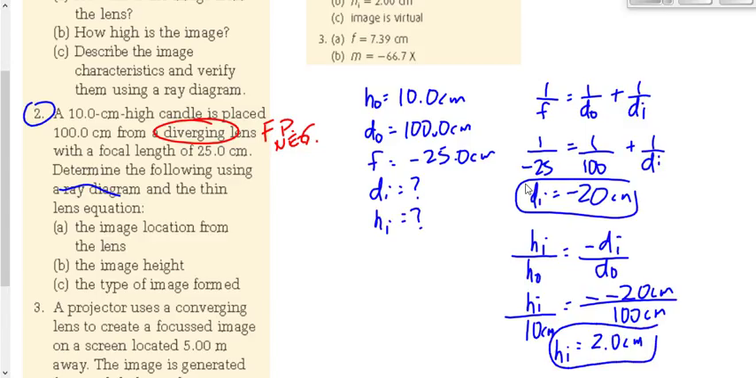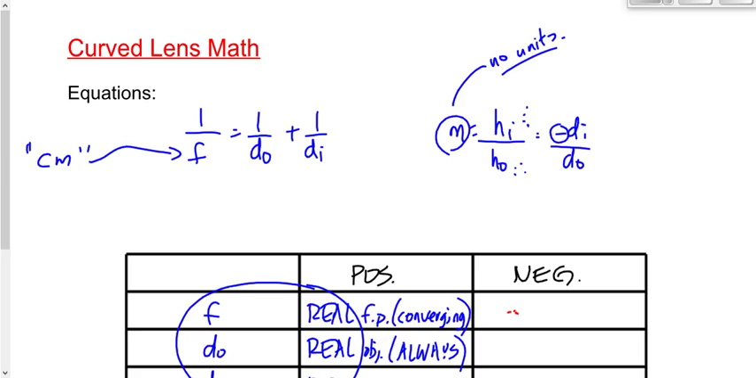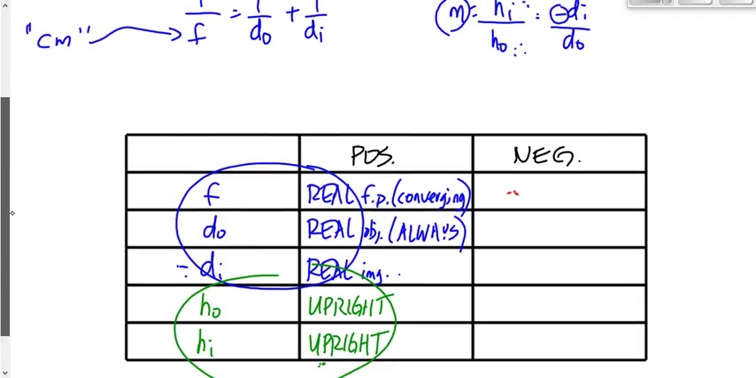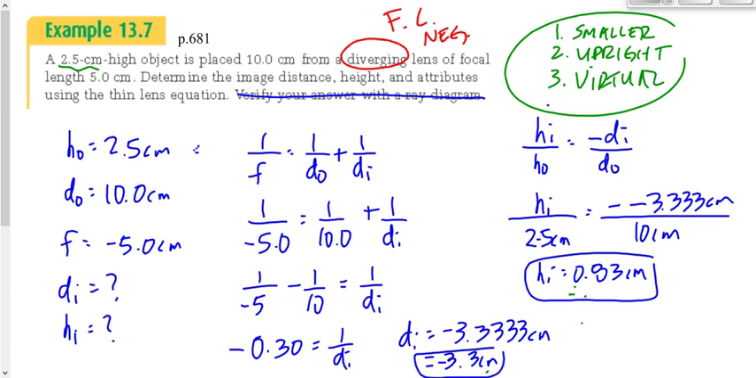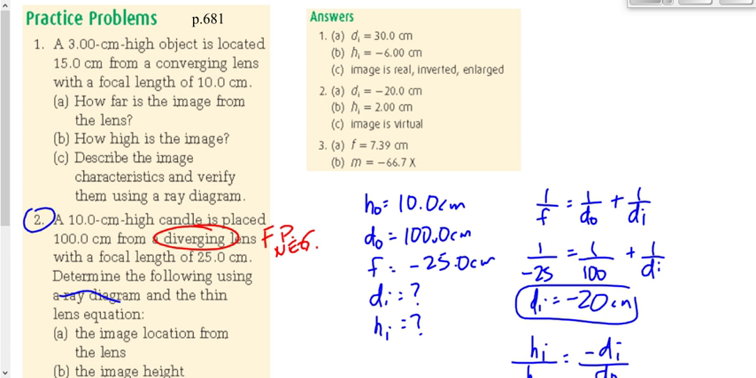And finally, question C, the type of image formed, real or virtual? Well, if we go back to our table, we know that we have a real image formed when we have a positive DI. What do we have here? It's a negative DI, right? Therefore, it's got to be what kind of image? It's a virtual image. Now, some of you may not have needed that sign convention in order to determine that.